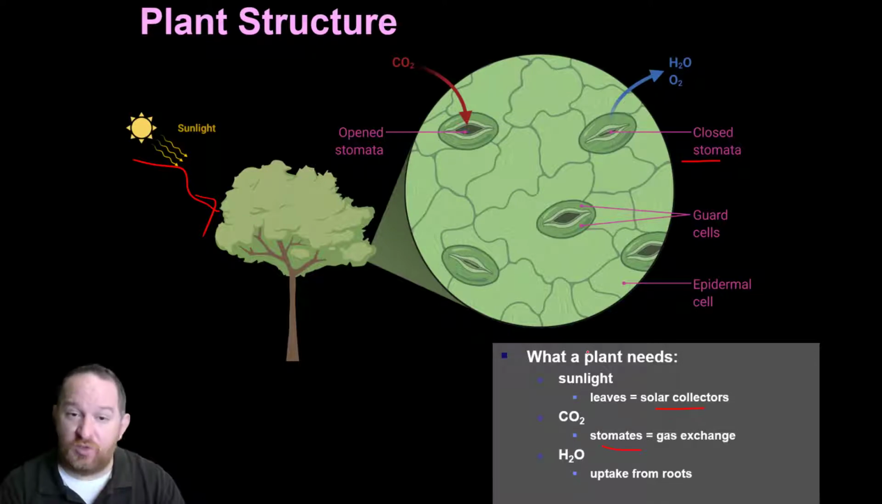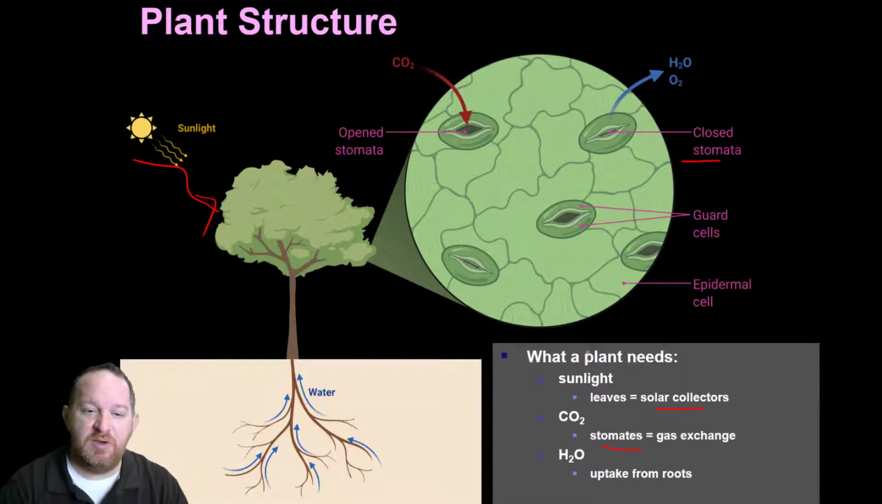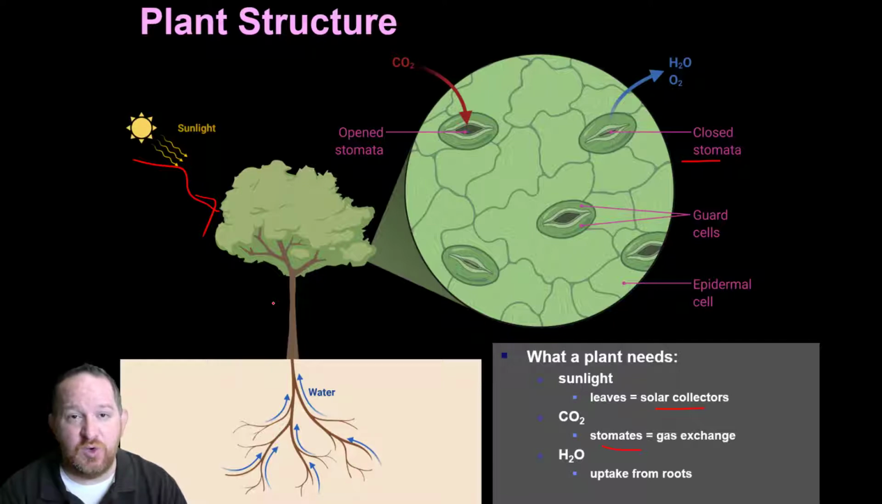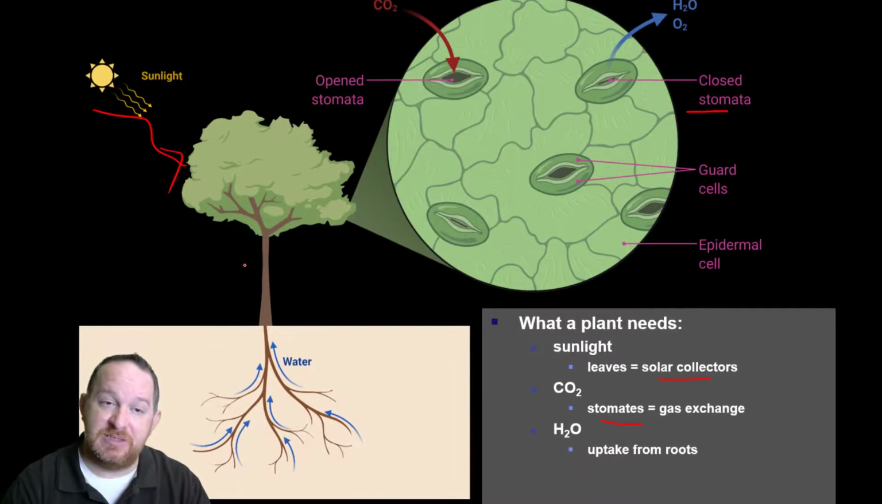Plants also, of course, need water. Where do they get that water from? Of course, from the roots. So water is taken up through the plant, through the roots, and then it is available to provide the needed water that the plant needs for photosynthesis.